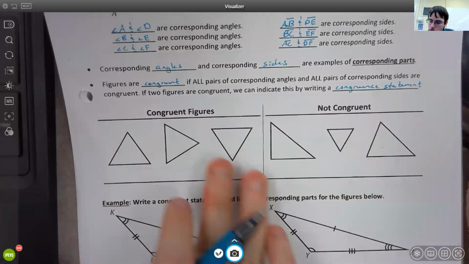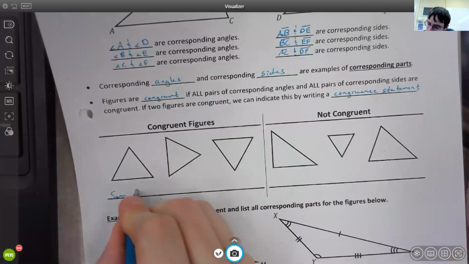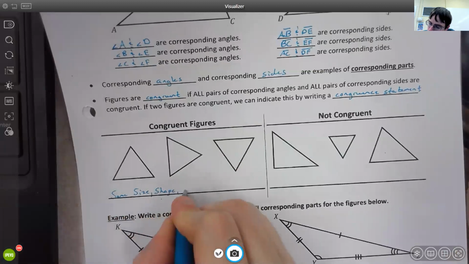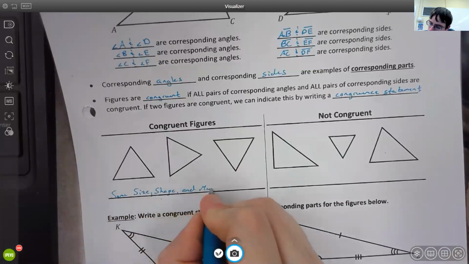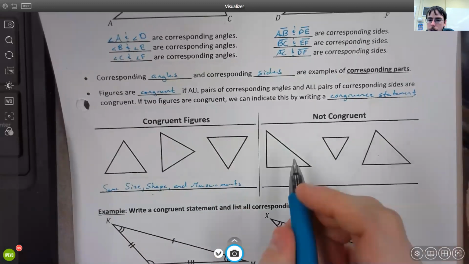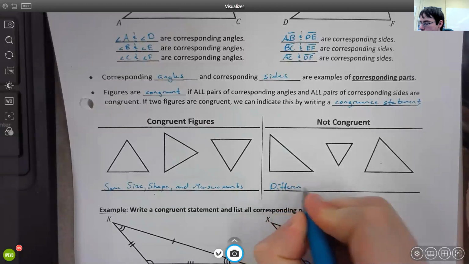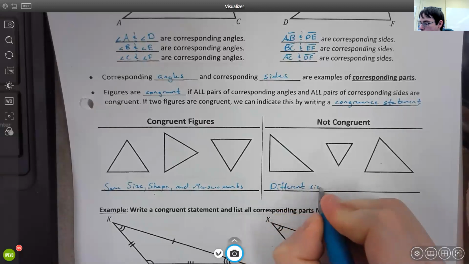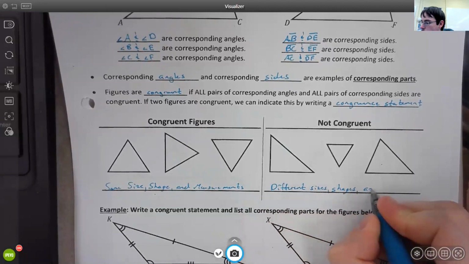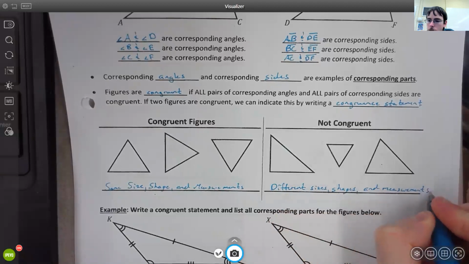And this is just congruent figures and not congruent figures. So congruent figures are ones that are the same size, shape, and measurements. And not congruent ones are different size, shapes, and measurements. Okay.